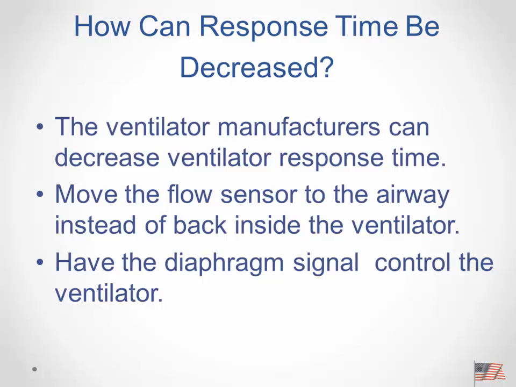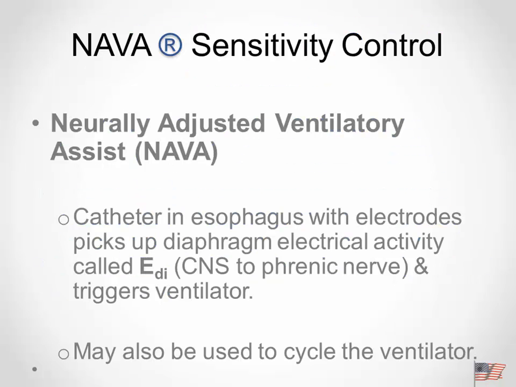What about if we had the diaphragm be the triggering mechanism? That way, as soon as the neural output hits the phrenic nerve, I know it, and the ventilator turns on. Well, how am I going to end up doing that? Well, we have what is called neurally adjusted ventilatory assist, called NAVA. Basically, it is a specialized esophageal catheter that has electrodes on it, and we're looking for something called EDI, which is basically the diaphragmatic function, to use as the trigger of the ventilator.